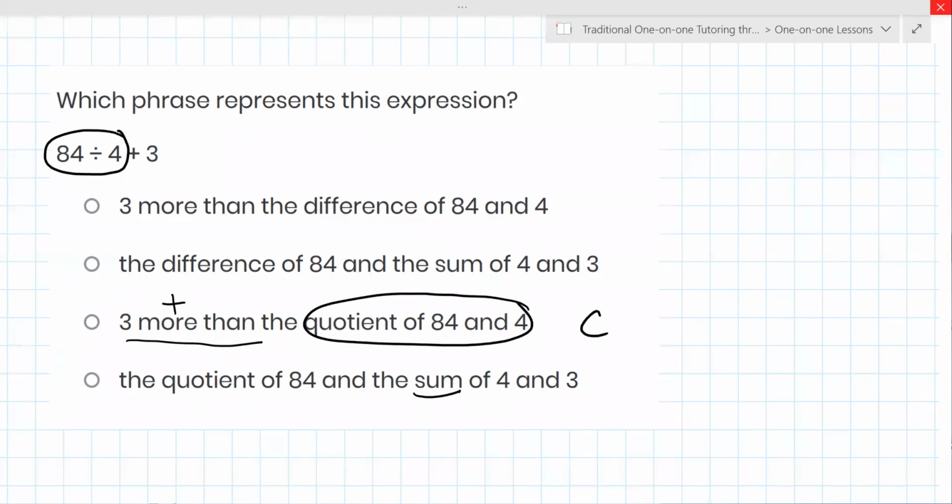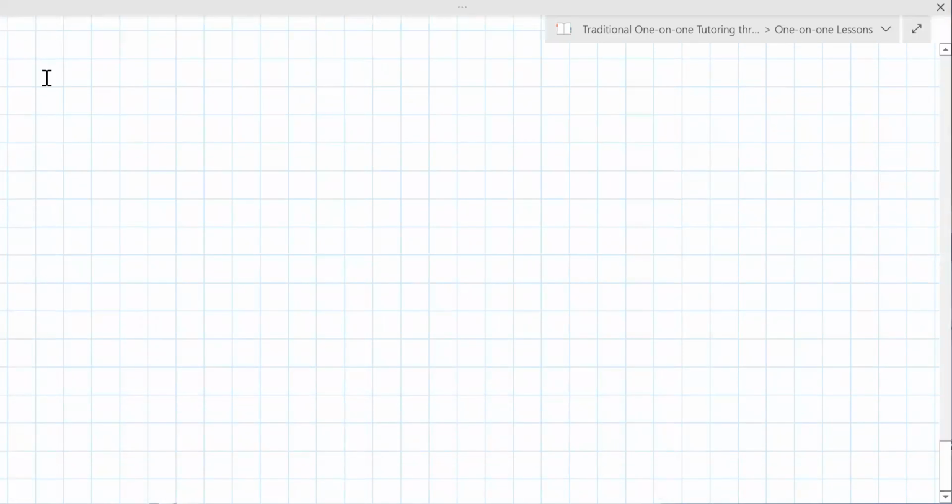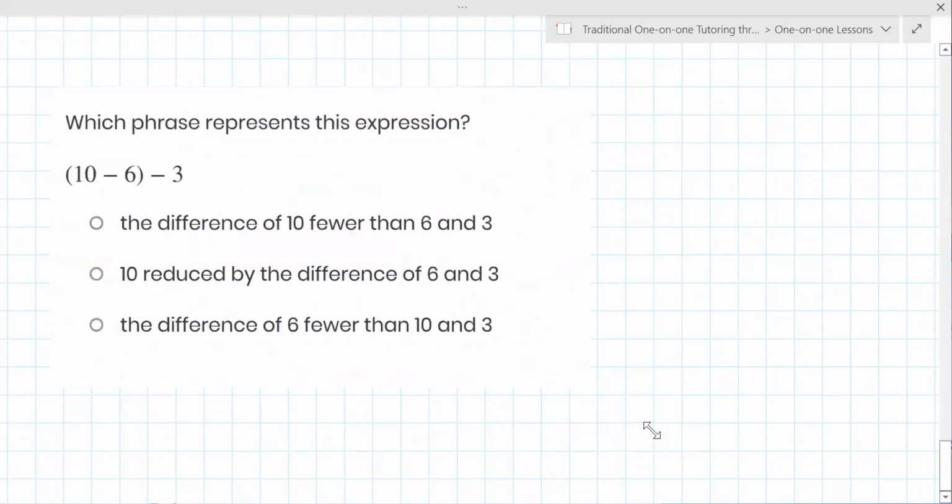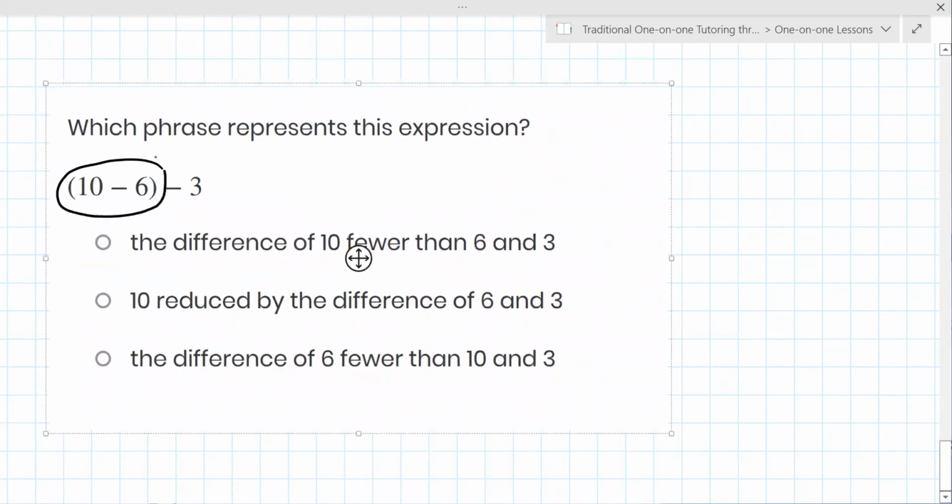Okay, let's look at another one here. Whenever you see something in parentheses, that's where you want to focus. Which one says something like 10 minus 6, or 10 less than 6, or 10 fewer than 6? Or 6 fewer than 10? Actually, that would be the correct one, 6 fewer than 10. A. Yeah, the difference of 6 fewer than 10 and 3. Yes. Very good. These are awkward. Very awkward.